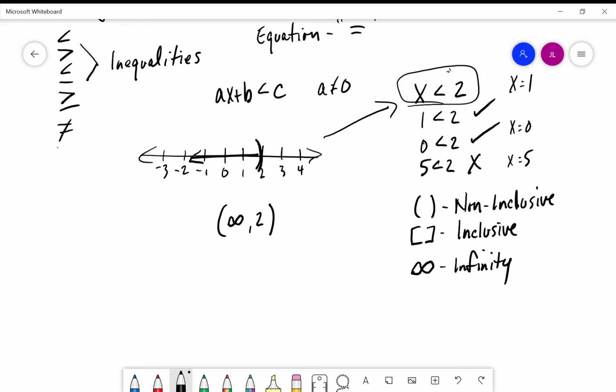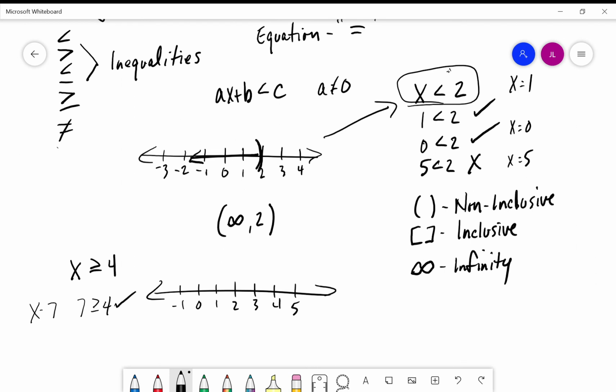So let's look at another quick example here. Let's say we have x is greater than or equal to 4. Okay, here's a number line. We'll put 0 here, -1, 1, 2, 3, 4, 5. So x is greater than or equal to 4. What does this mean? What if x is 7? Does that work? 7 is greater than or equal to 4. That's fine. What if x is 3? Is 3 greater than or equal to 4? No. What if x is 4? Is 4 greater than or equal to 4? Well, yes it is. It's not greater than, but it is equal to.